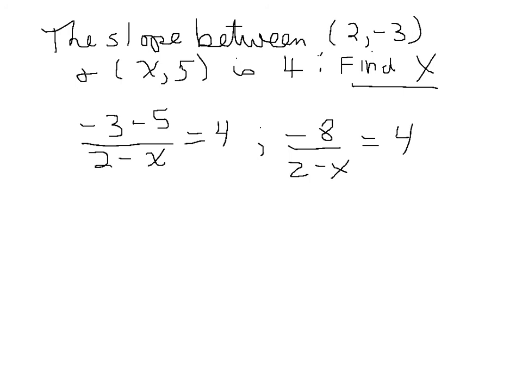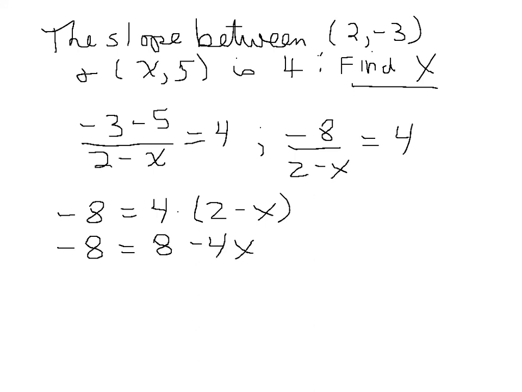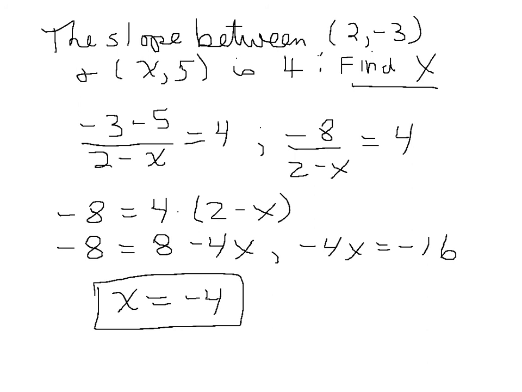And so what we'll do now is multiply both sides by 2 minus x, and we get minus 8 is equal to 4 times 2 minus x. So we have a little bit of a linear equation here. Minus 8 is equal to 8 minus 4x. So minus 4x is equal to minus 16. And finally, x must equal minus 4. Right? So that's just a little bit of an example of how we can use the work that we have done with linear equations.